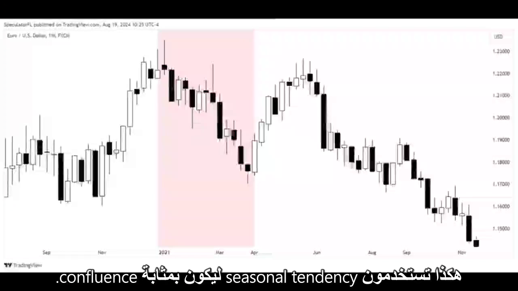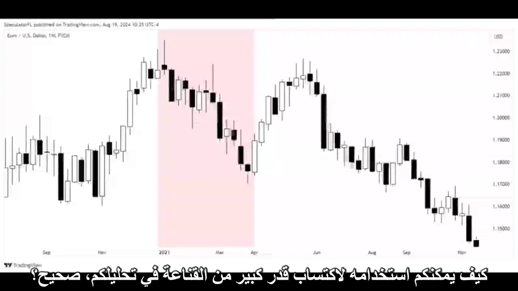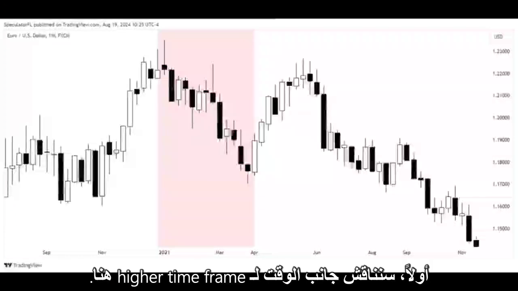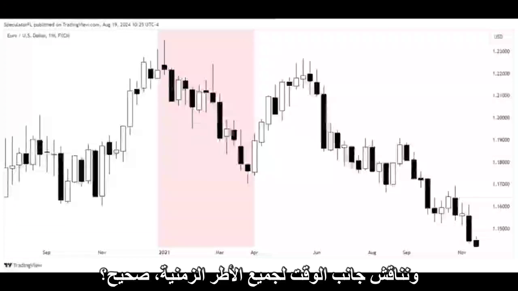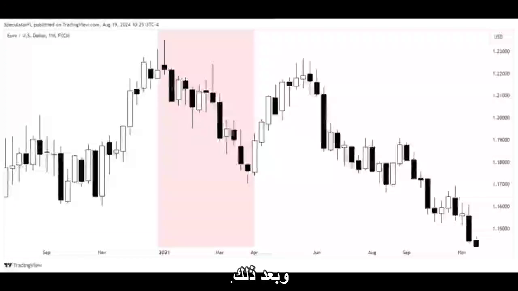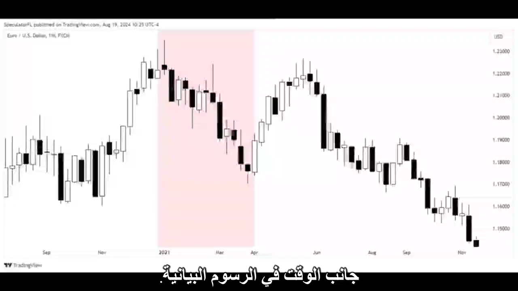This is how you use seasonal tendency as a major confluence in your whole higher time frame analysis, how you can use it to gain a great deal of conviction in your analysis, right? First of all, we're going to discuss the time aspect for the higher time frame here, and then we're going to keep moving lower to the lower time frame and discuss the time aspect for all of the time frames, right? And then after going through level 3 and 4, you're going to have finally cracked the time aspect of the charts, and your whole perspective would be completely changed, right?